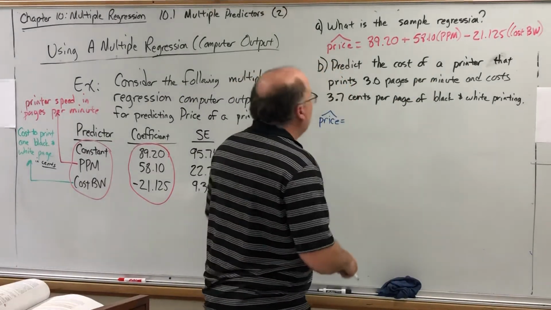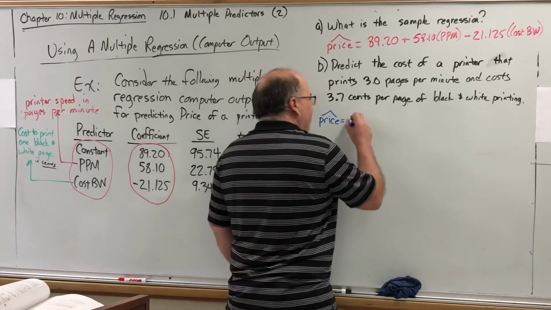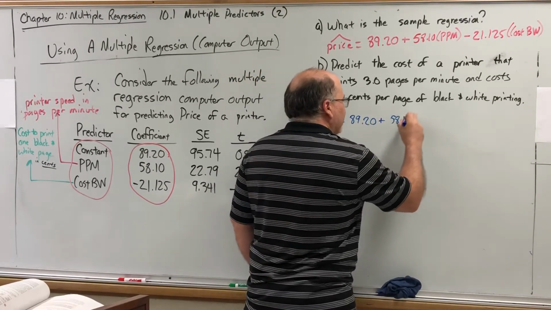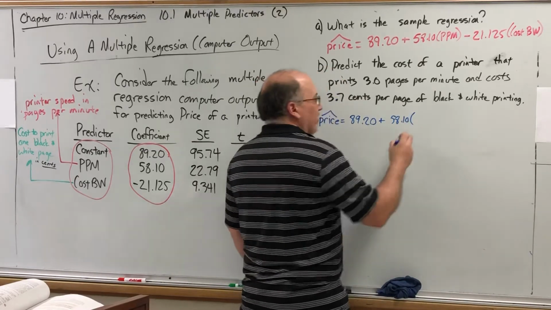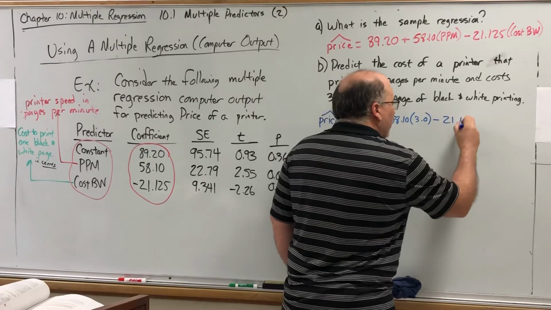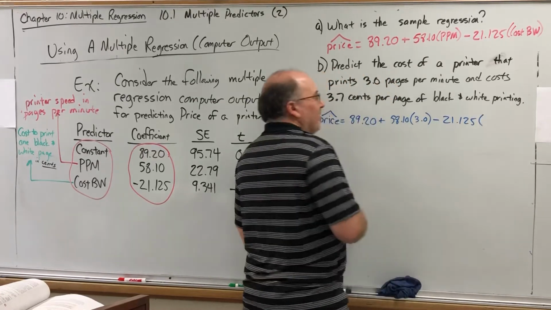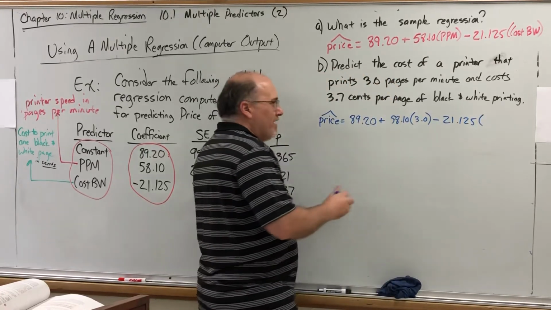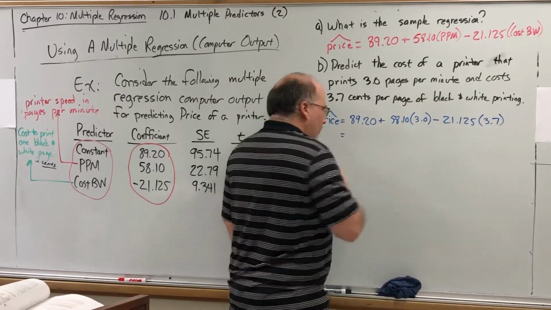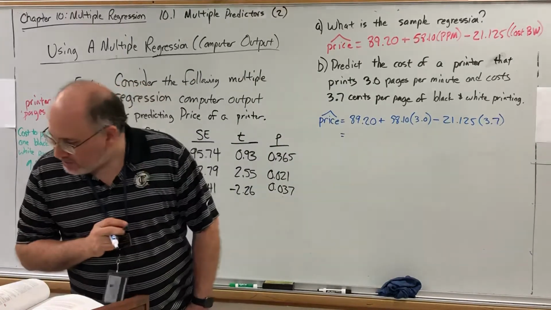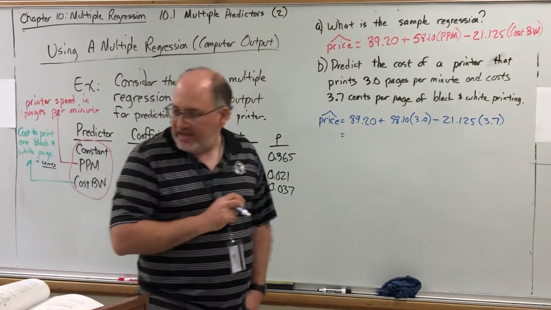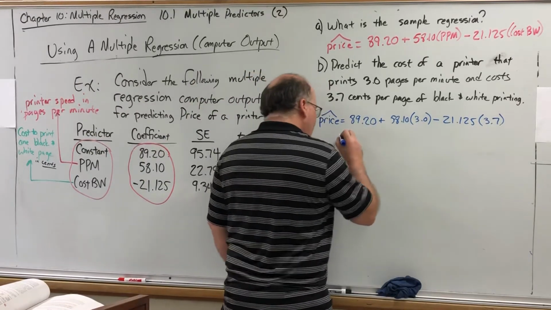this example. Our predicted price is 89.20 plus 58.10 times the printing speed, which is 3.0, minus 21.125 times the cost to print one black and white page in cents, that's 3.7. So if we put all that into a calculator, we get about 185.34.